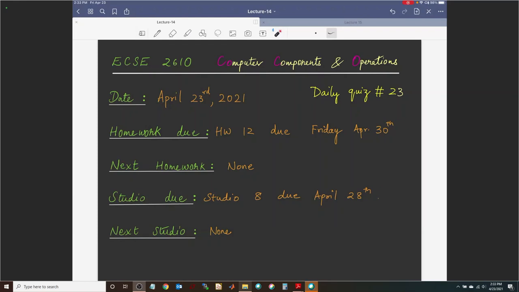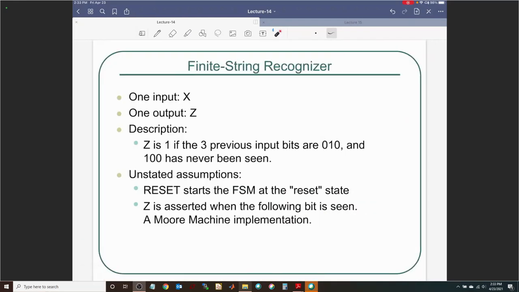Okay, let's see. The first finite state machine design that we will look at today is the finite string recognizer. So I'm going to have a problem here where we will try to detect a certain bit pattern and we will respond to it differently for different series of inputs. For this FSM, we only have one input on which we are observing the input bits coming in, but those input bits are being looked at one at a time. So it's a one bit input X, and there is one output Z that is essentially going to be our detection or recognition output. The description of this finite state machine is that I want the output to be asserted, Z should be one, if the three previous input bits are 0, 1, 0.